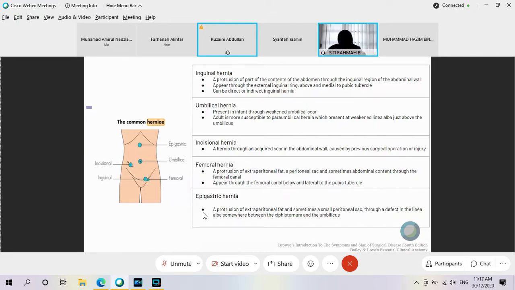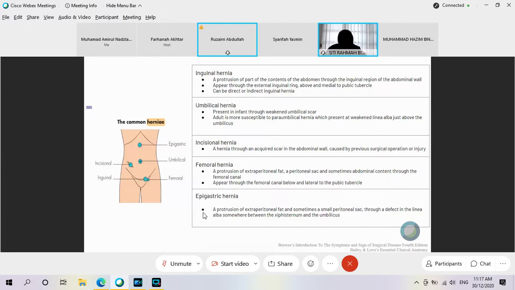What is the percentage? Percentage, you mean the comparison between female and male? Percentage of all the hernias. Then how do you know which is the most common, which one is less common? For inguinal hernia, it is more common in male compared to women. I'm not asking whether it's more common in male or female. I'm asking you the percentage, the incidence.